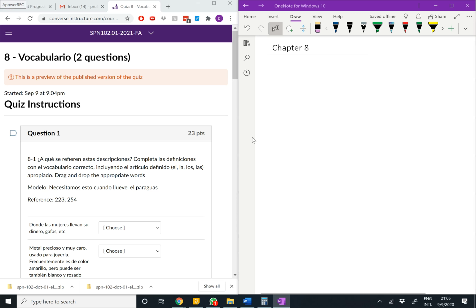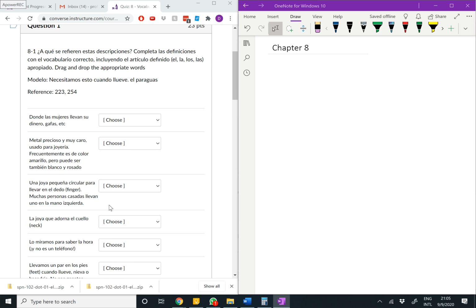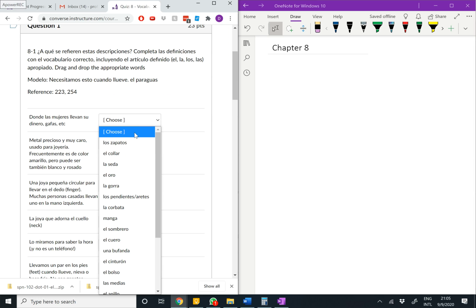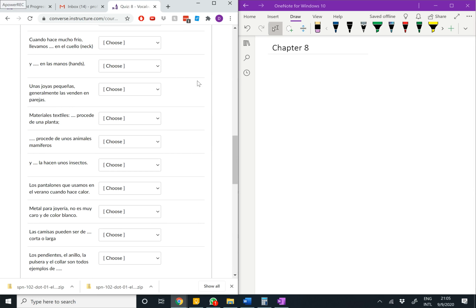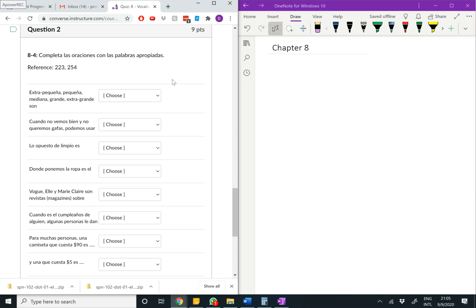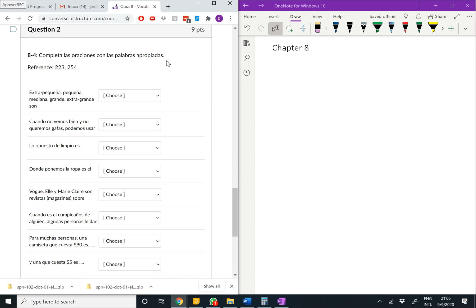Chapter 8, 8-1. The vocab questions are pretty straightforward. Make sure you have your vocabulary open. Each one of these options can only be used once. 8-4. Again, a vocab question. Make sure you have your vocabulary open. And again, each one of these can only be used once.